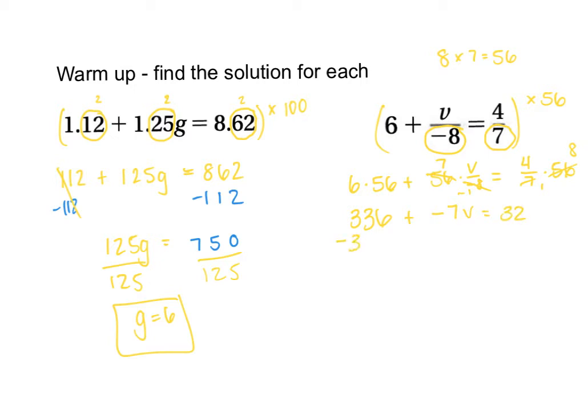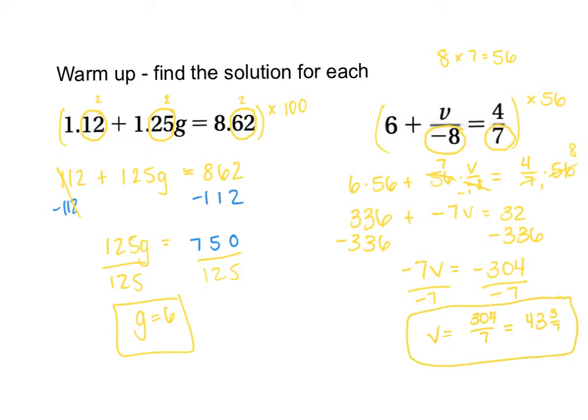We can subtract 336 from both sides. And we're going to be left with negative 7v equals negative 304. If we divide both sides by negative 7, we would get v equals positive 304 over 7, which simplifies to 43 3/7. Okay?